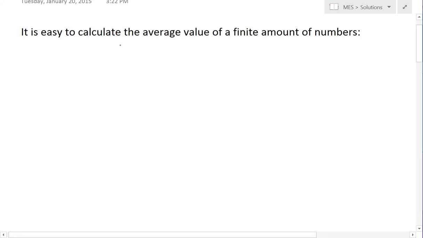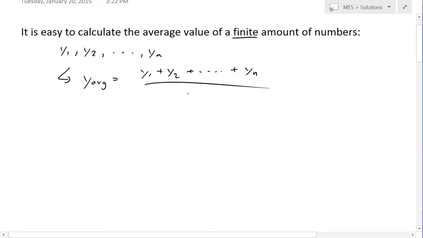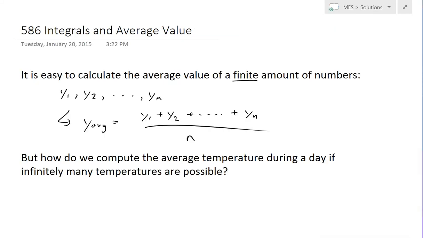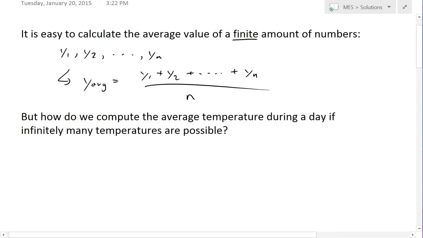Basically, it is easy to calculate the average value of a finite amount of numbers. For example, if you had y1, y2, etc., all the way to yn, then the average, or the y average, is going to equal the summation of all these, divided by the total number. So y1 plus y2 plus etc. all the way plus yn, and then we divide this by n. But in this example, this is basically a finite number.